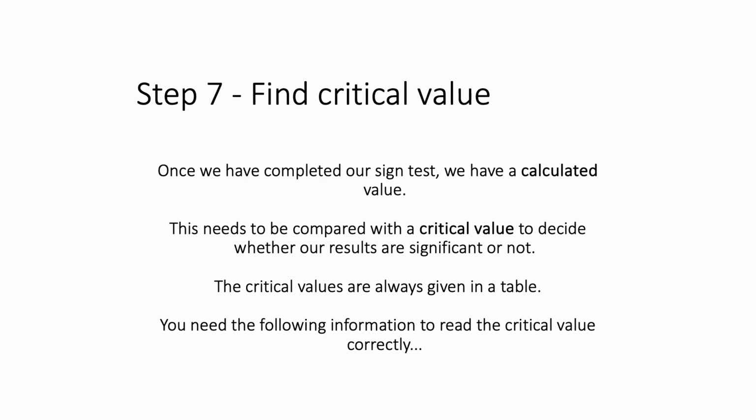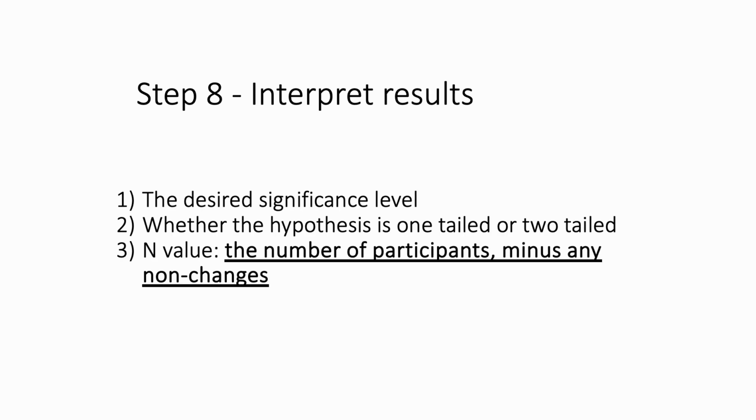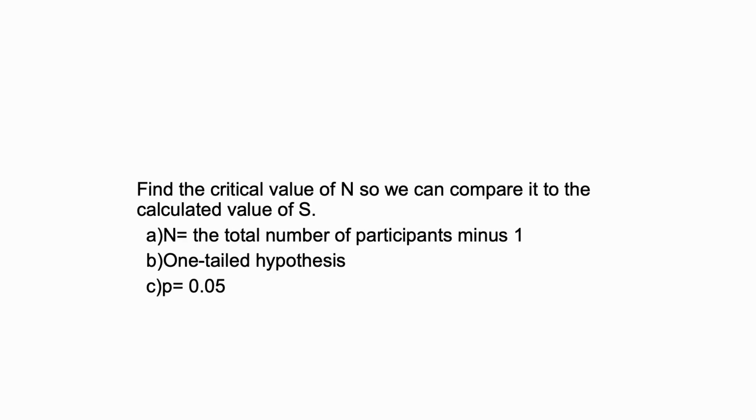We then have to find our critical value, which is putting everything together from what we've already done in the previous parts of the video. A reminder, we need to know our significance level or p-value, whether our hypothesis was 1 or 2-tailed, and the number of participants minus any non-changes or equal signs. So a reminder of that for this specific example, because I have gone very fast through it, is our N was 7, but we had 1 equals, so 6.